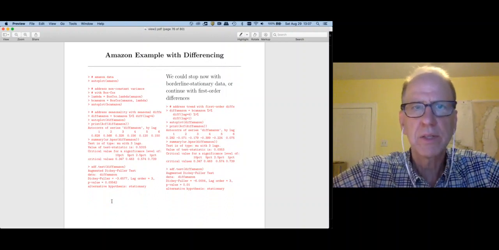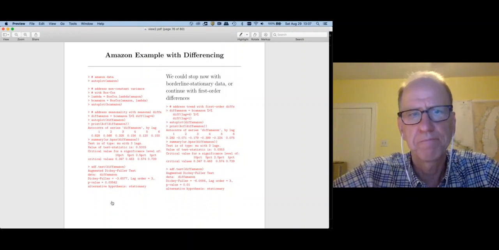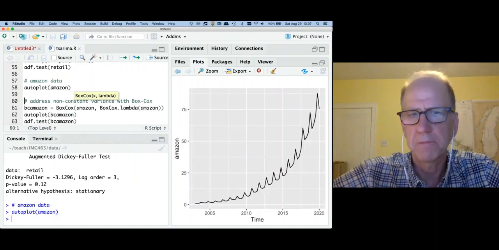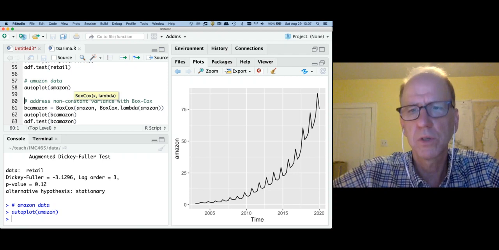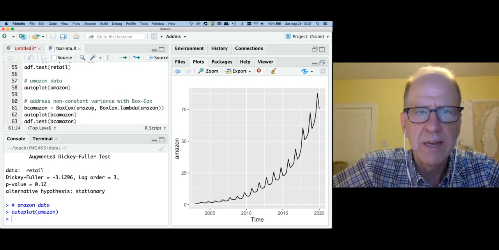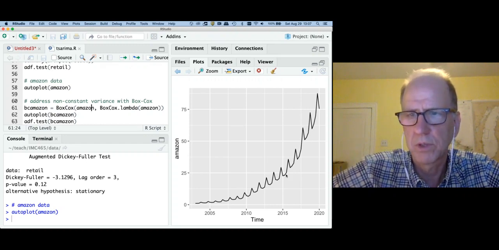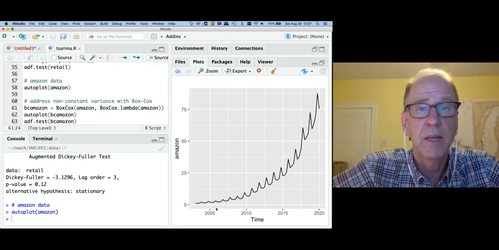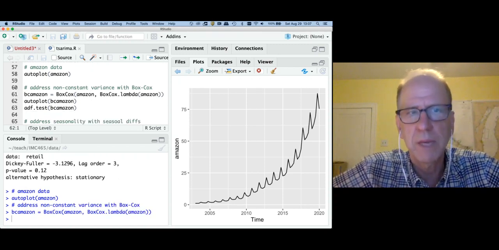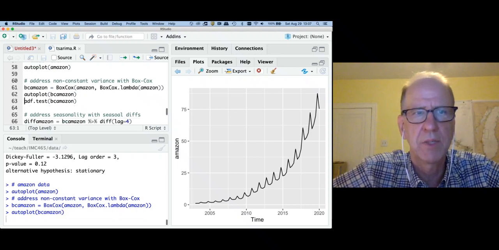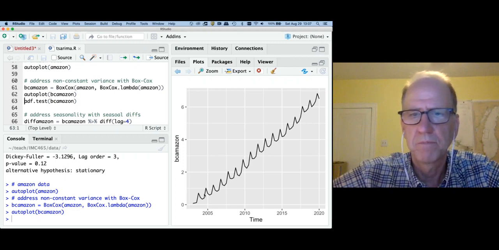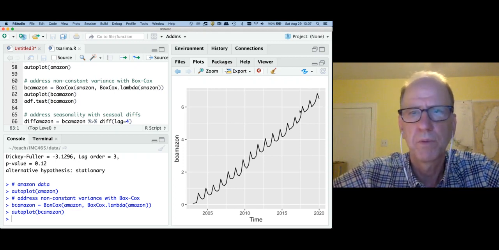Well, let's go take a look at the Amazon data. So you've got my code. I'm going to go back to R and do this live. If we look at the Amazon data, we concluded earlier that there were a ton of problems. I'm first going to address the non-constant variance. So notice the spread's getting bigger. By taking a Box-Cox transformation, I've just made a new data set, BC Amazon, for Box-Cox Amazon. And so what we see is that the variance has been improved through that transformation.